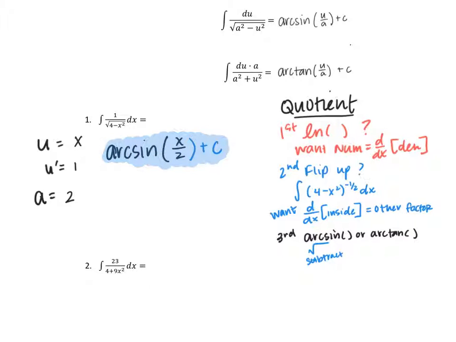But this thought process over here, this is what I want you to go through on a quiz or a test every time you have a quotient. Because not every problem is going to be an arcsine or an arctangent. Just because there's a square root in the denominator does not automatically mean it's arcsine.